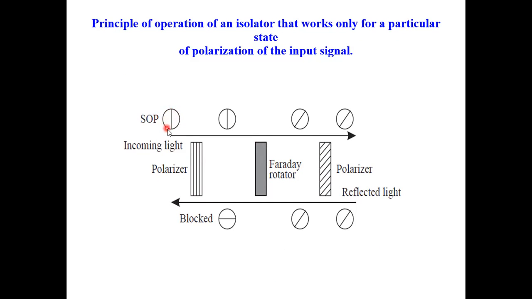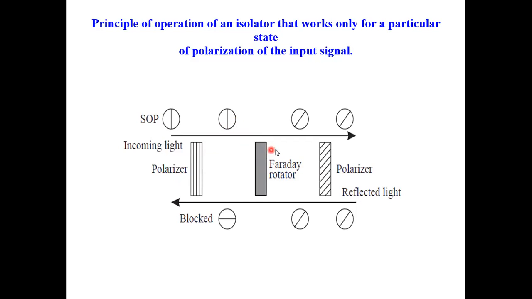SOP is the state of polarization. Now if you see, this line is drawn vertical, and this polarizer's line is also vertical. So the incoming light, which has this particular state of polarization, will be allowed to pass through the polarizer as it is. Whatever light signal is over here, the same light signal I get over here. Since you can see the alignment of the light and the polarizer, they are all vertically polarized. So all the vertically polarized light will pass through the first polarizer.